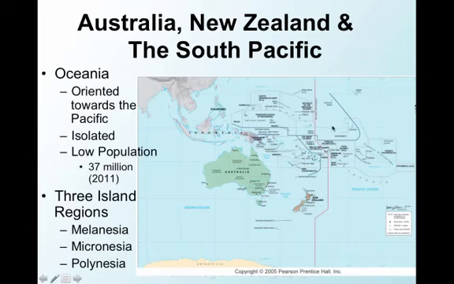subregion, and this is located to the east of Melanesia and also Micronesia. This includes islands such as American Samoa and also the Cook Islands, as well as a lot of times it includes the Hawaiian Islands, which are a part of the U.S., of course.